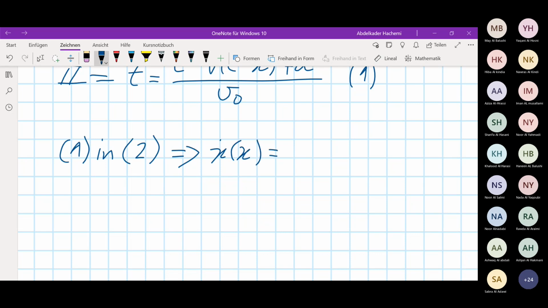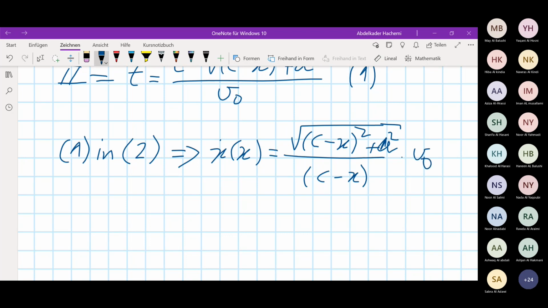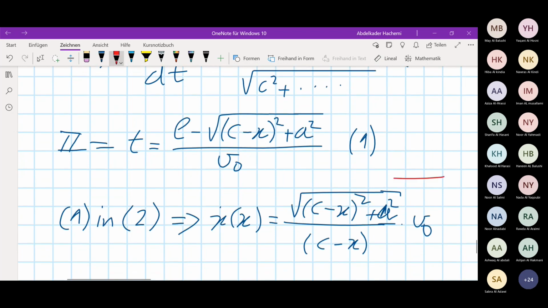This is equal to the square root of (c minus x) squared plus a squared, divided by (c minus x), all multiplied by v0. Okay, this is the expression of x dot.